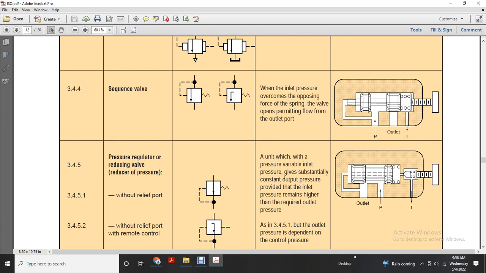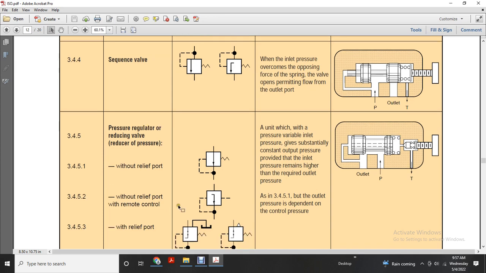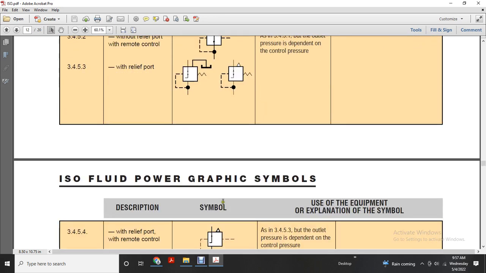Pressure reducing valve, without relief port. Pressure unit and variable pressure give a substantially constant outlet pressure, provided inlet pressure remains higher than the required outlet pressure. With relief port, remote control: the outlet pressure is dependent on the control pressure.